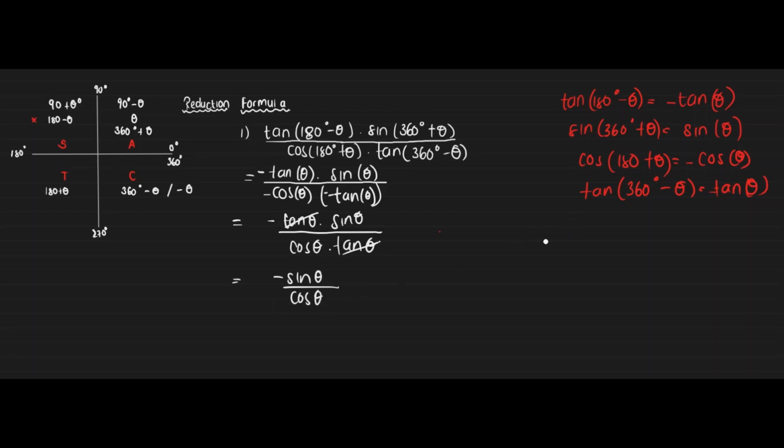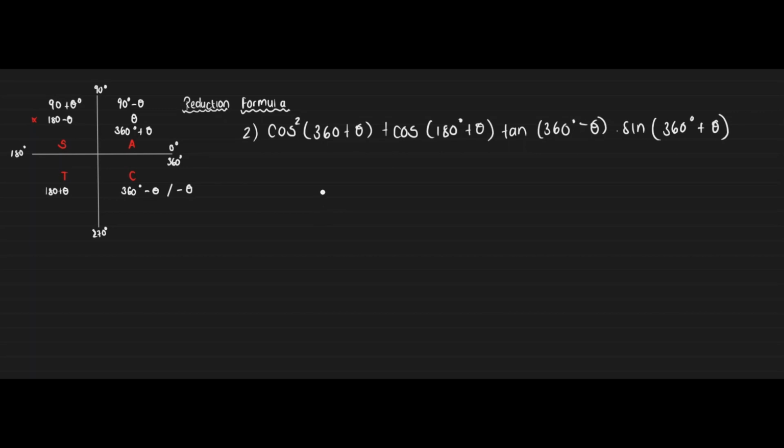Remember that we have an identity saying that tan theta is equal to sine theta divided by cos theta. So I'm going to use this identity. We're going to take out the negative outside, so it's going to be sine theta divided by cos theta, and that's going to be the same as negative tan theta. And that will be your final answer. So now let's look at example number 2: cos squared(360 plus theta) plus cos(180 plus theta), then tan(360 minus theta), and the last one is sine(360 plus theta).